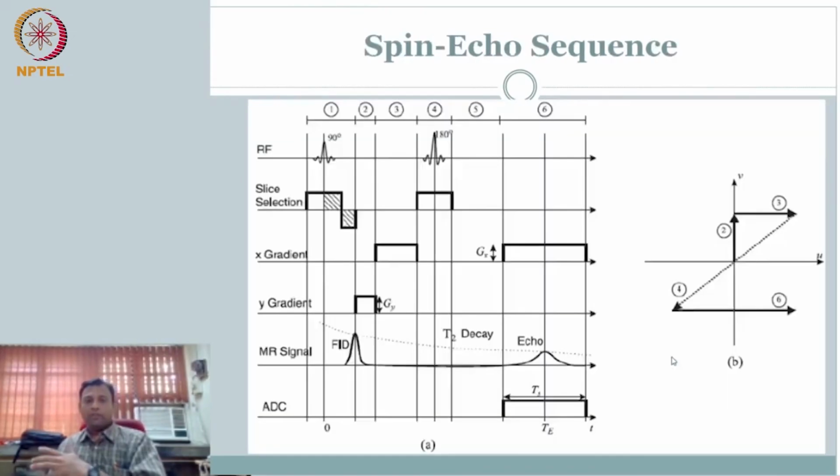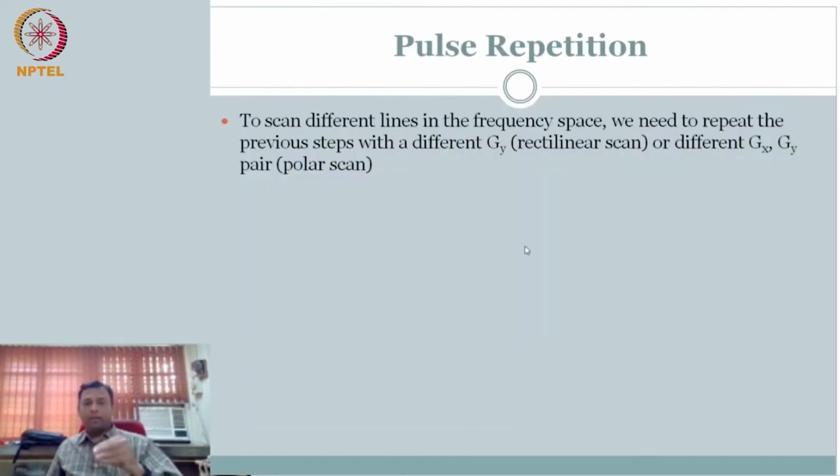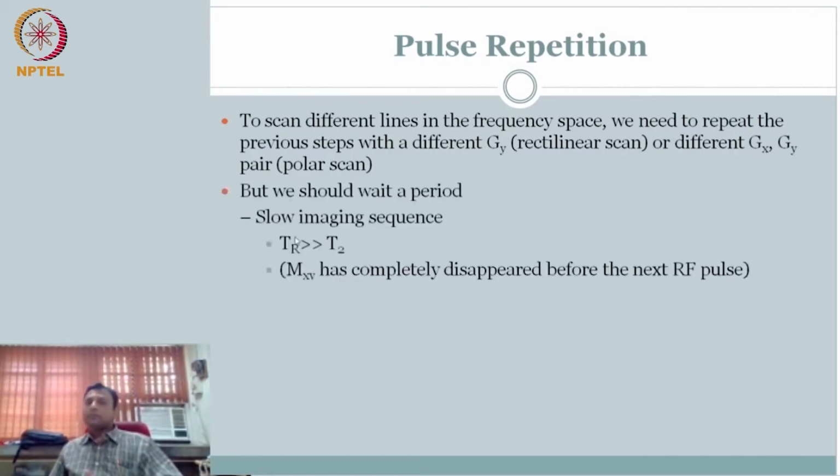So clearly what we have done so far is for one sequence. If you have to cover the whole UV space, I have to repeat the sequence. Therefore, it becomes important. We kind of complete what are the important aspects for pulse repetition. So to scan different lines in the frequency space, you need to repeat the steps. You can cover it with rectilinear way or using polar scan. But you have to wait for a period so that it all comes to the signal origin.